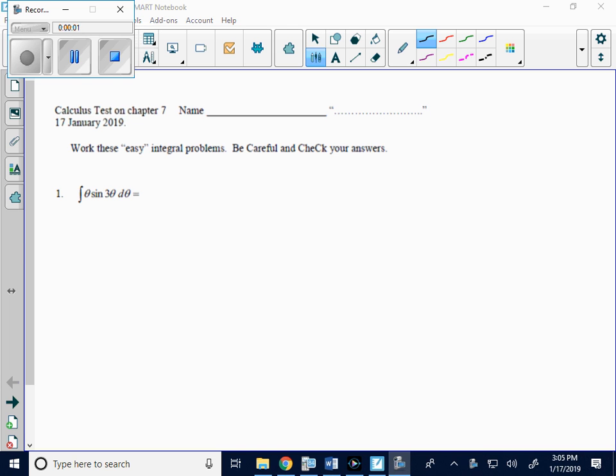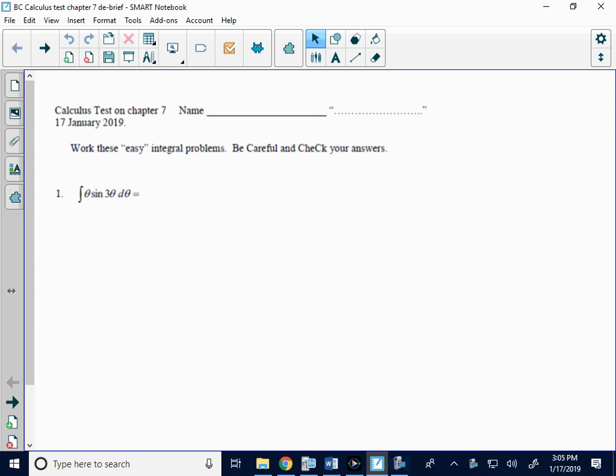Okay, this is the debrief on the test. The first few problems said work these easy integrals. Be careful and check your answers. Do you like the capital C there? So check your answers. This first one is obviously integration by parts.